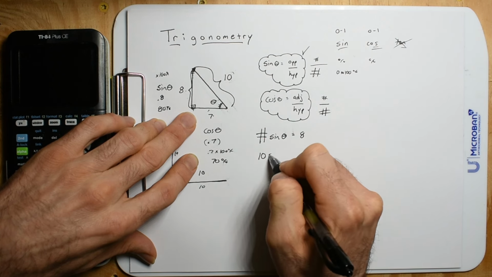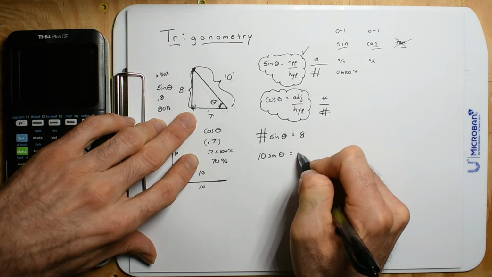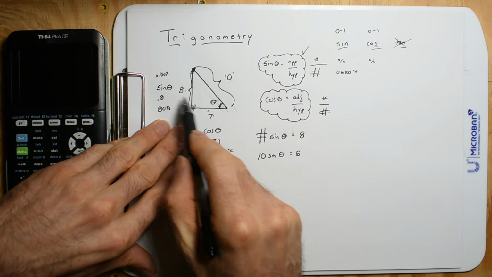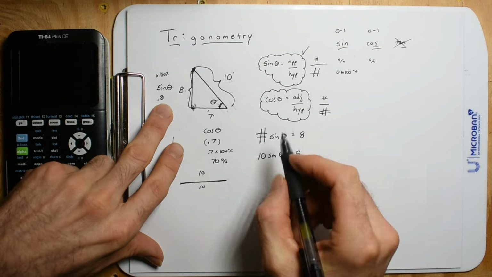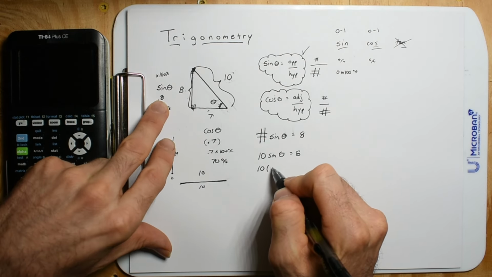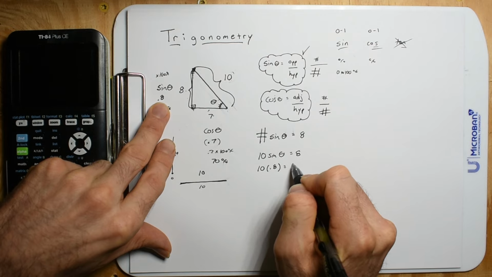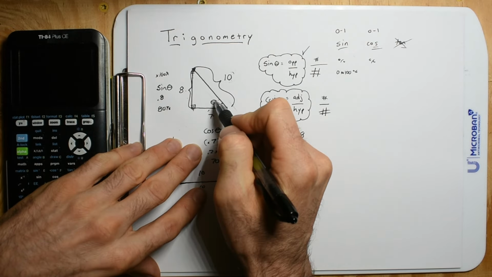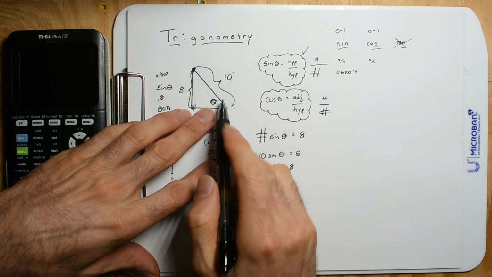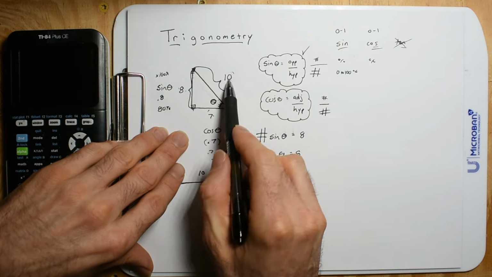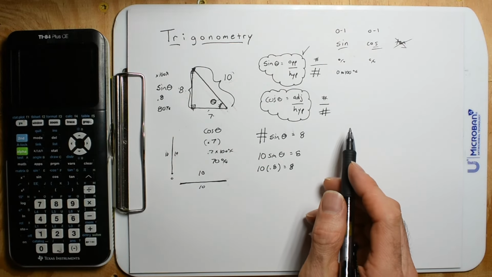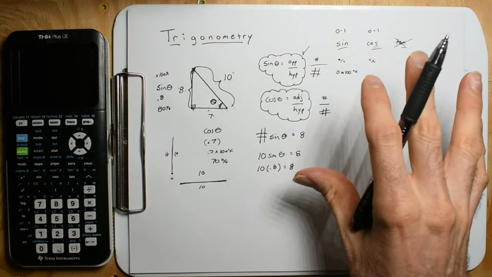So if I take 10 sine theta is equal to 8, I just said from our representation sine theta is 0.8, so 10 times 0.8 is equal to 8. And see, I didn't even have to have a value for this angle. I'm just visually representing this. Okay, so that's going to be number one.